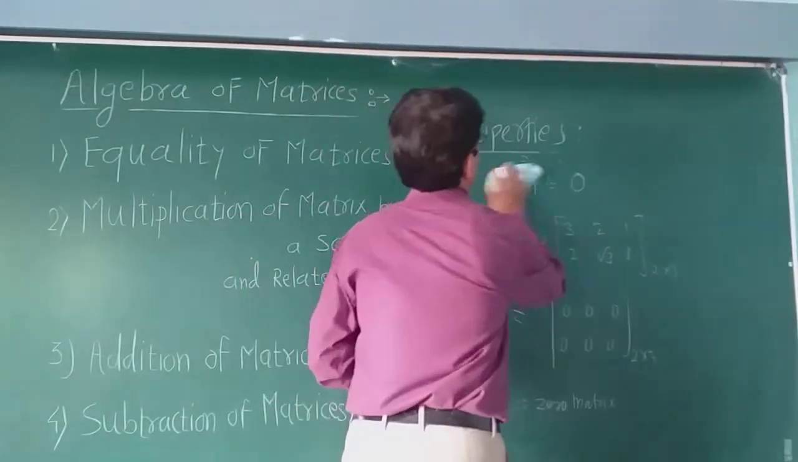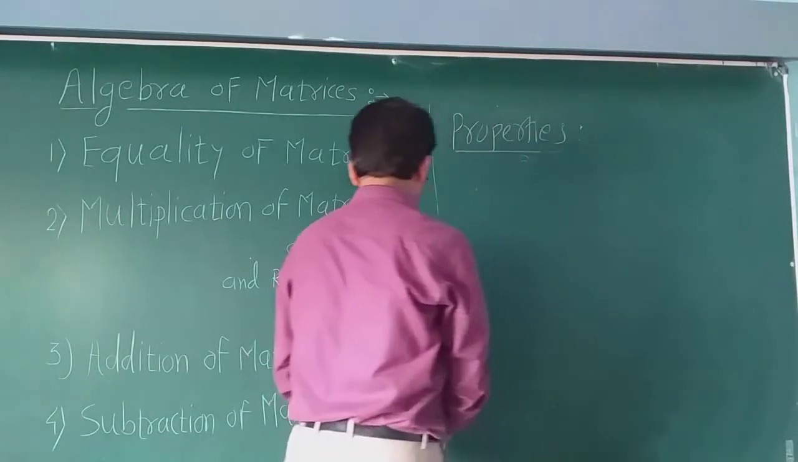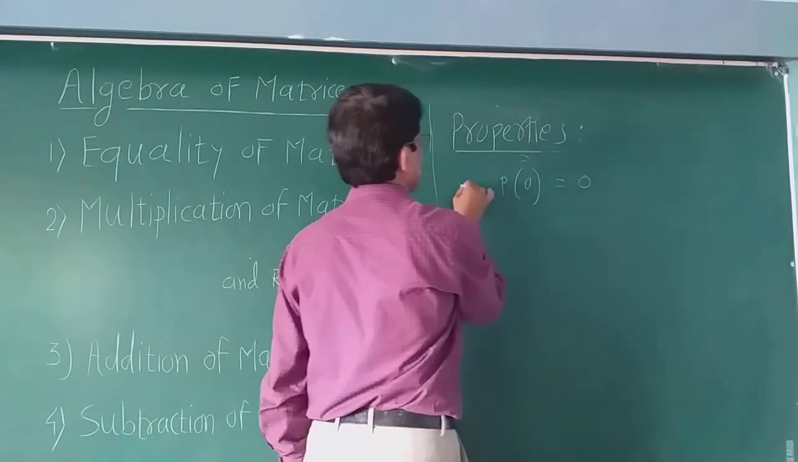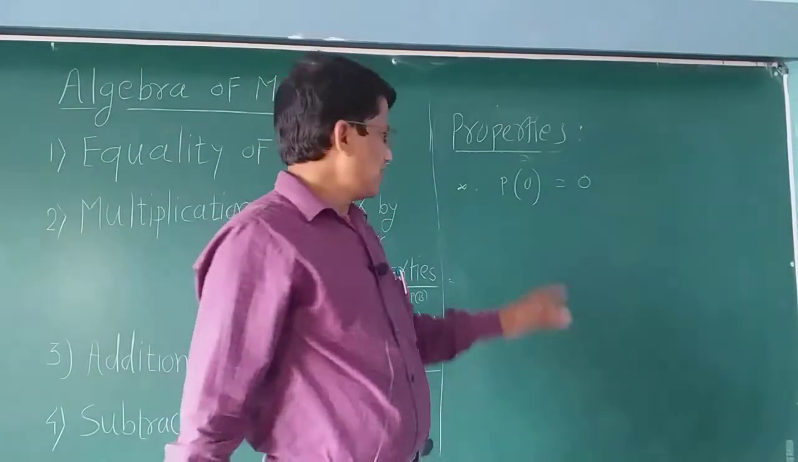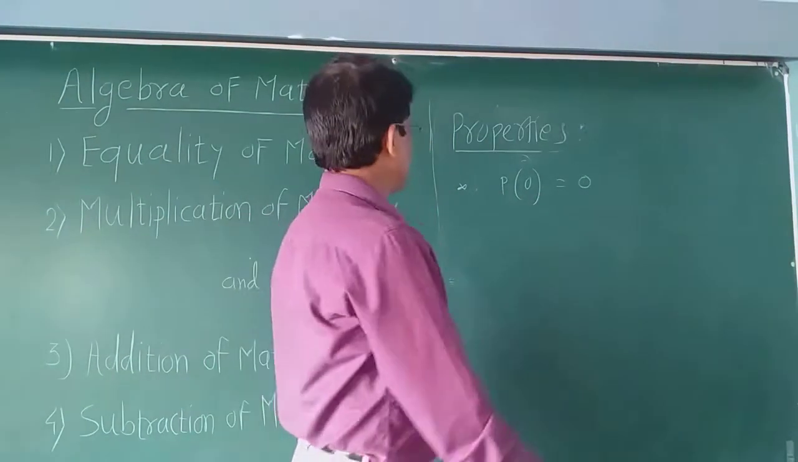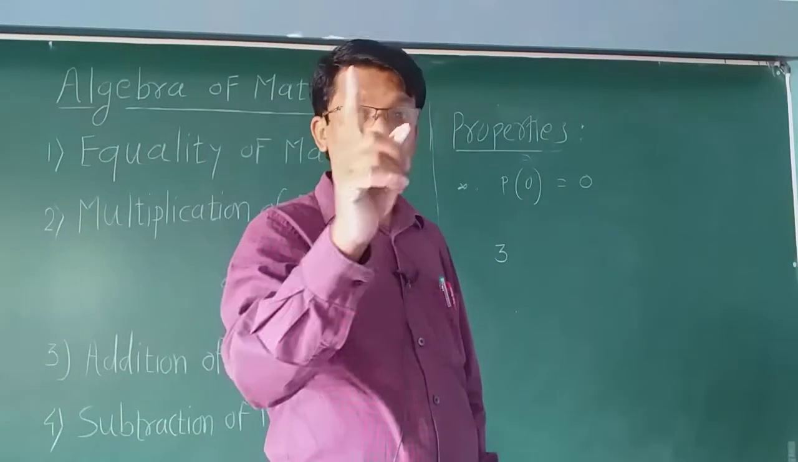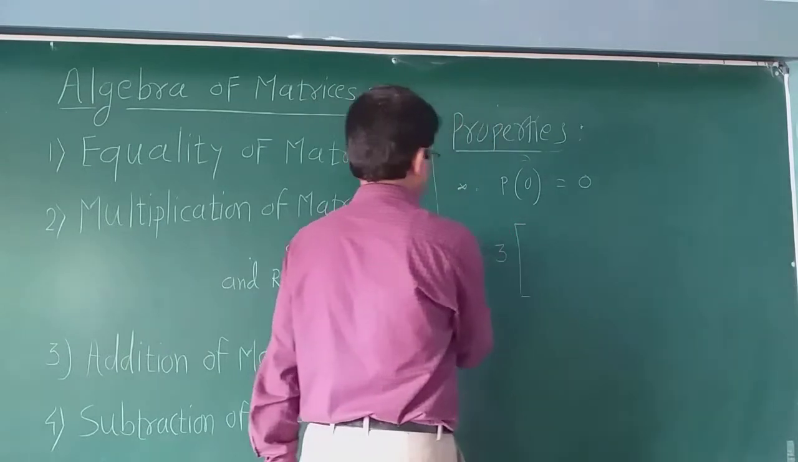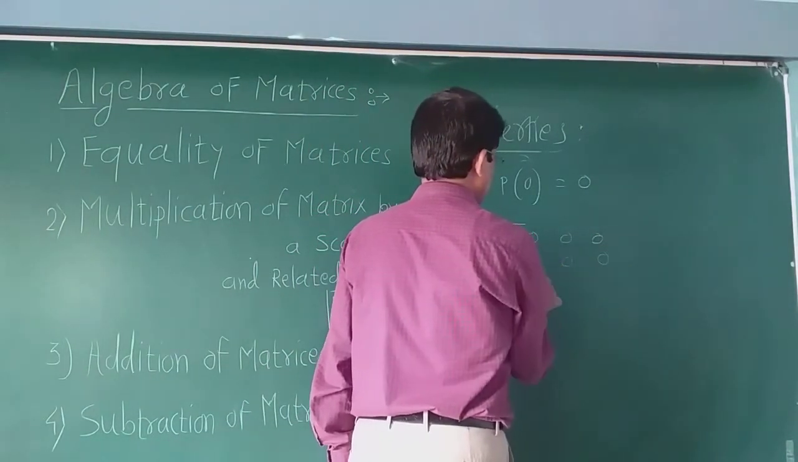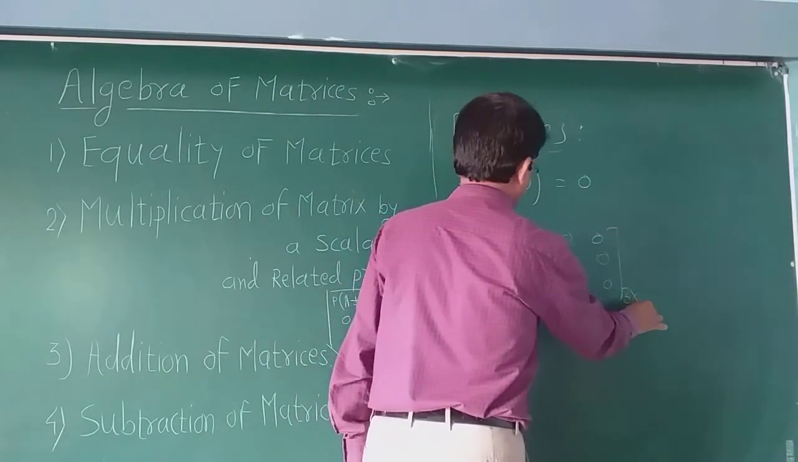After that, let us see the next property, the third one. P multiplied by 0, answer is 0. This is a new property. What is P? P means a scalar. Suppose a scalar 3 is given and this is a 0 matrix: 0, 0, 0, 0, 0, 0, 0, 0, 0. Order here is 3 by 3.